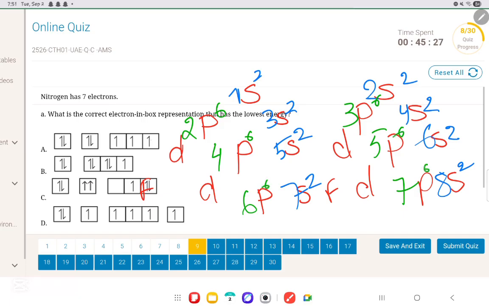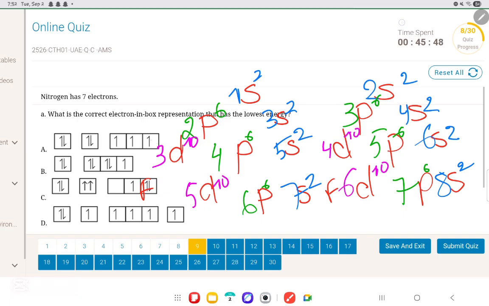Now, after P, what comes? D. So D starts at the third energy level. It will start with 3. So after 3 comes 4. After 4 comes 5. And after 5 comes 6. Okay. What's the maximum number of electrons that D can hold? It can hold a maximum of 10.